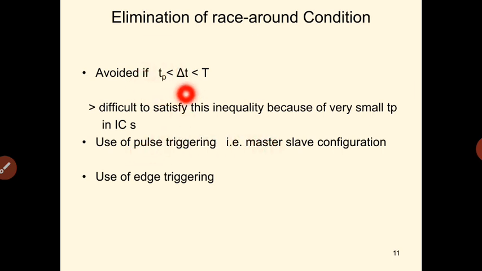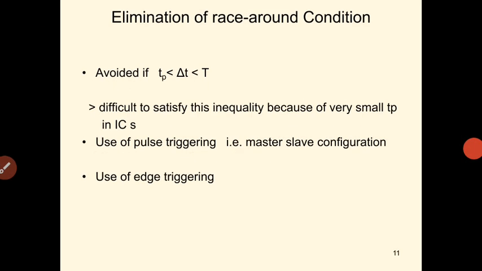And the theoretical condition to avoid the race around condition is that TP is less than the propagation delay, which is less than the time period of the clock pulse. So these are the three ways of avoiding or eliminating the race around problem.